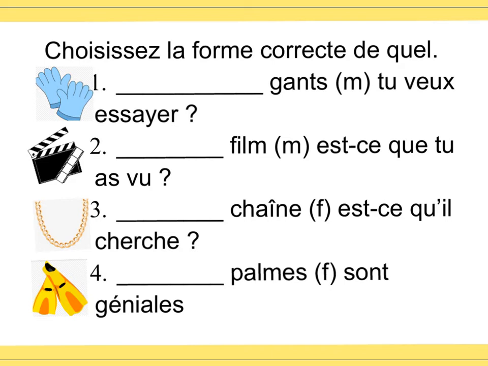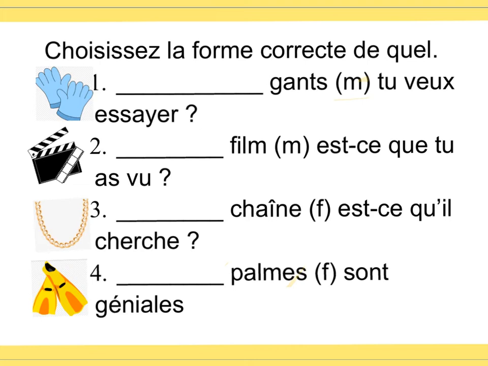So choisissez la forme correcte de quel. So we have gant, which is masculine here. We have film, which is masculine here. We have chaîne, which is feminine here. And we have palme, which is feminine here. Now you also have to check and see if it's plural, if it has an S on it. So pause the video here and see if you can pick out the right form of quel.